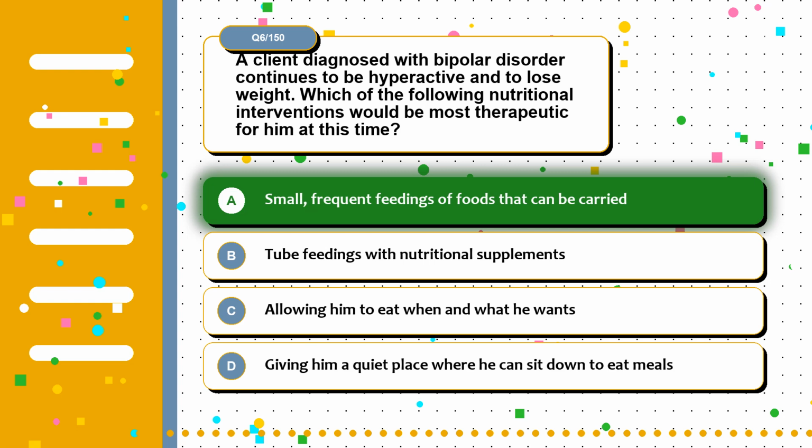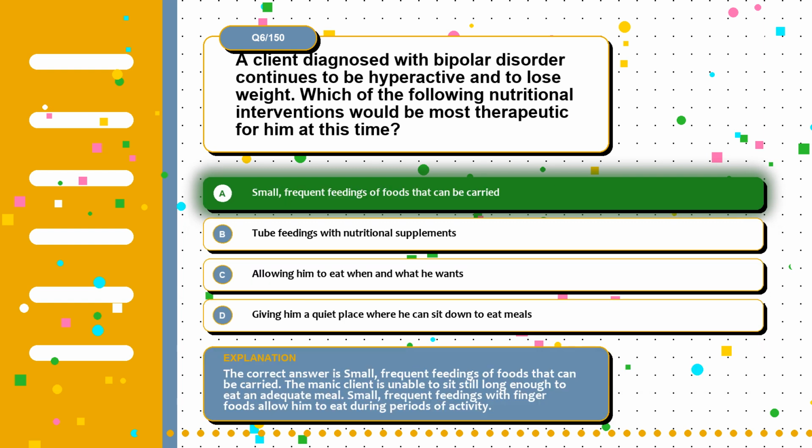The correct answer is option A. Small, frequent feedings of foods that can be carried. The correct answer is small, frequent feedings of foods that can be carried. The manic client is unable to sit still long enough to eat an adequate meal. Small, frequent feedings with finger foods allow him to eat during periods of activity.